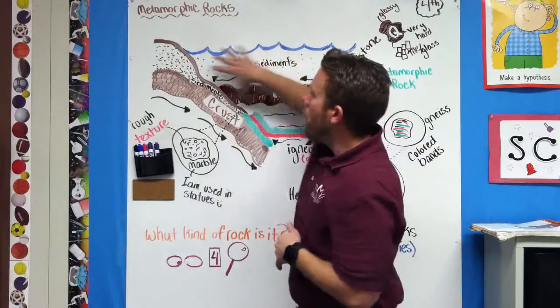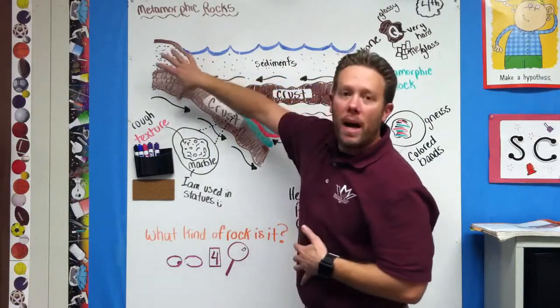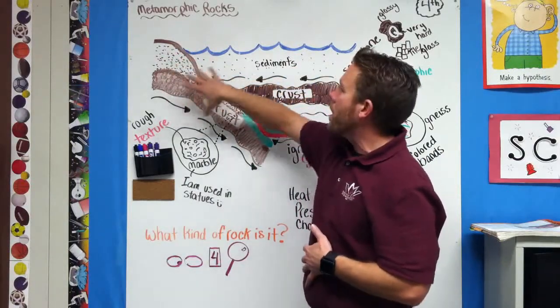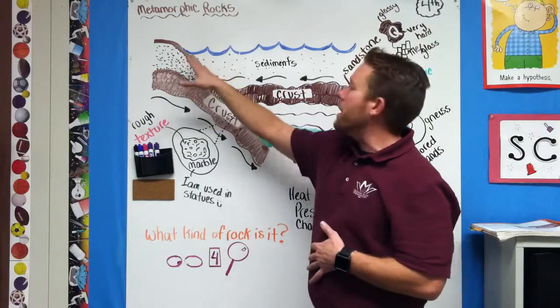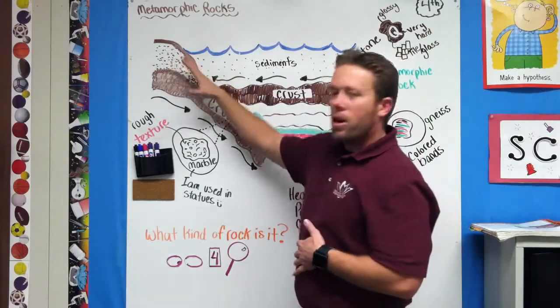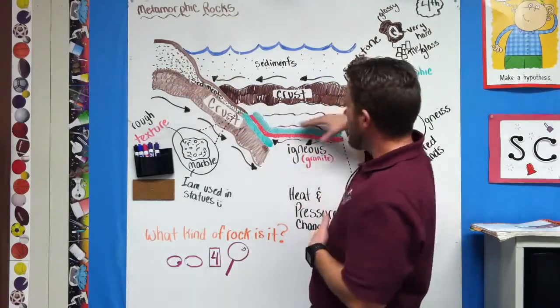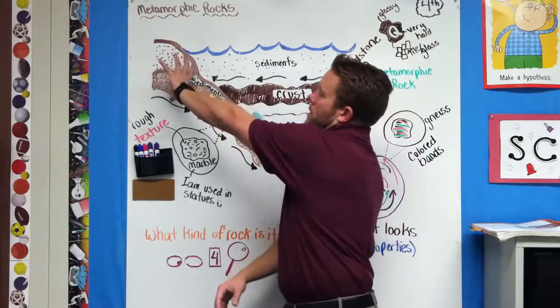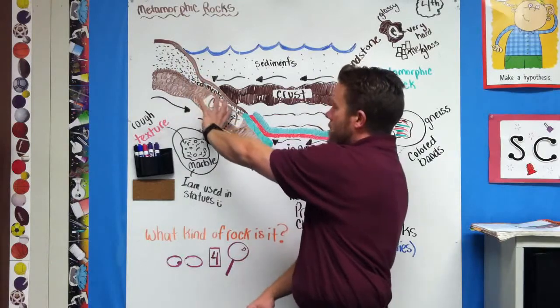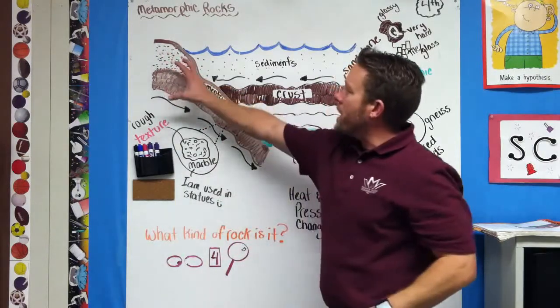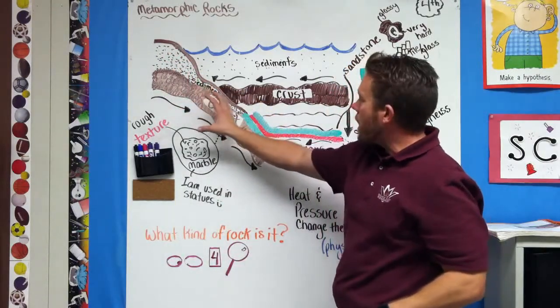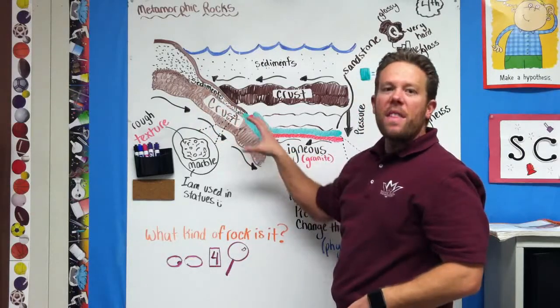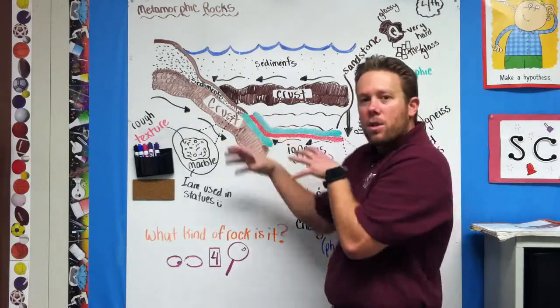So all of the sediments start to pile up against the shore here. We have it piling up underneath the ocean. And so you start creating these layers of sedimentary rock. Well, because like I talked about earlier, the crust is moving, it brings this sedimentary rock into this magma where it starts to blend and mix.